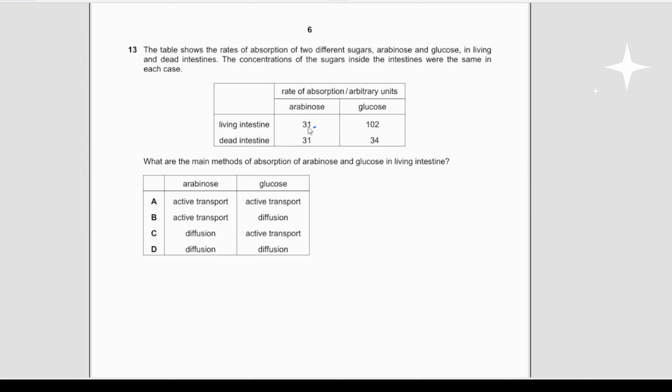Because glucose, now they're dead cells. Dead cells mean, exactly, there won't be active transport. So the answer would be C.